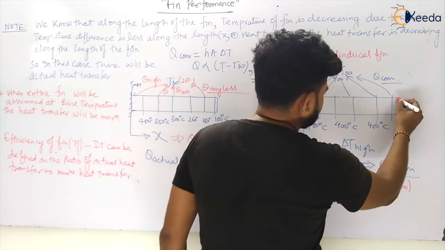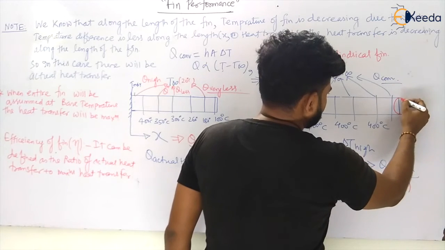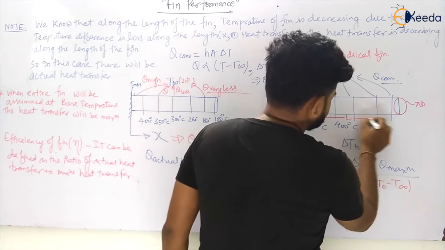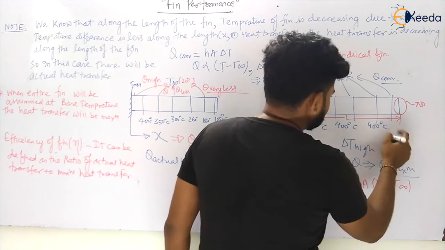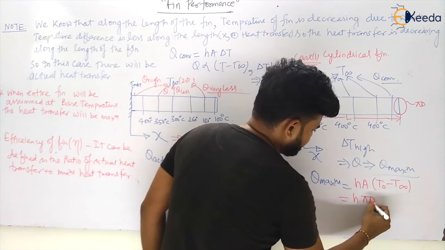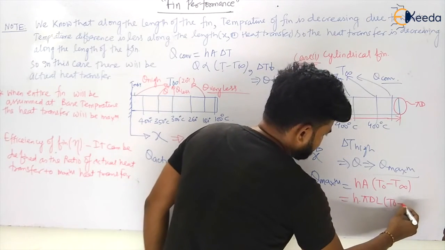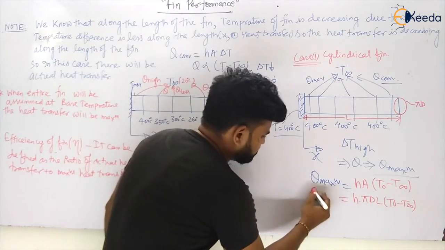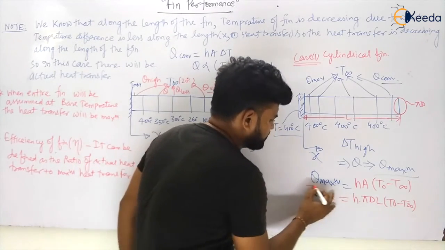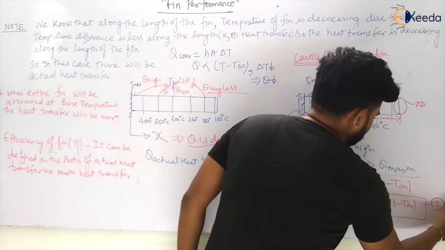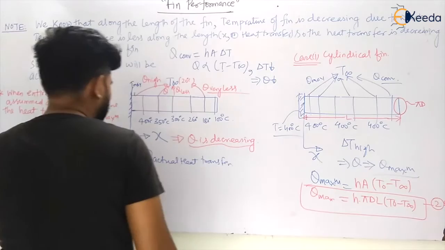Let us take what will be the area of heat transfer. If this is circular, the perimeter will be pi d, and the length will be L. So this will become h into pi d L into T naught minus T infinity, my dear students. This will be the maximum heat transfer. Let us call this equation 2.